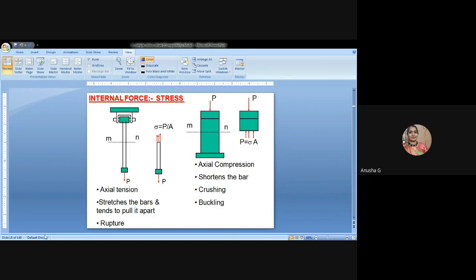Next we will observe that it stretches the bar and tends to pull it apart. That is the pulling of the bar we can observe here. There will be some rupture formed here. If you observe the pushing forces, there will be crushing and then buckling. Compression, whenever there is a small column and we apply forces on that column, there will be buckling you can observe in that body.